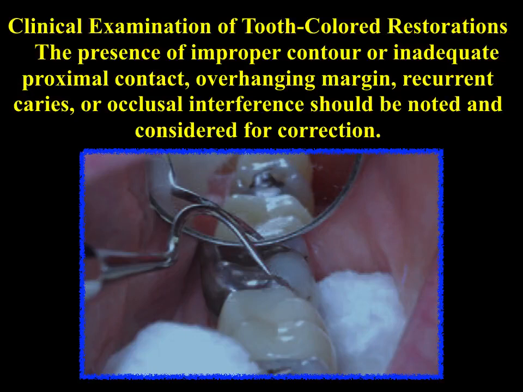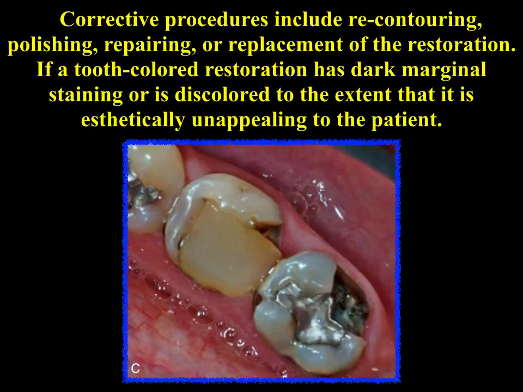Recurrent caries in composite is very common. It occurs because inadequate finishing and polishing of the composite may lead to food accumulation around the composite and lead to recurrent caries. Occlusal interference should be noted, such as an over-high spot or over anatomy of the restoration. Corrective procedures include recontouring, polishing, repairing or replacement of the restoration.